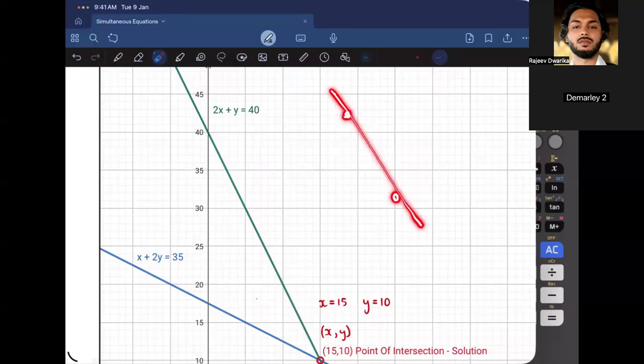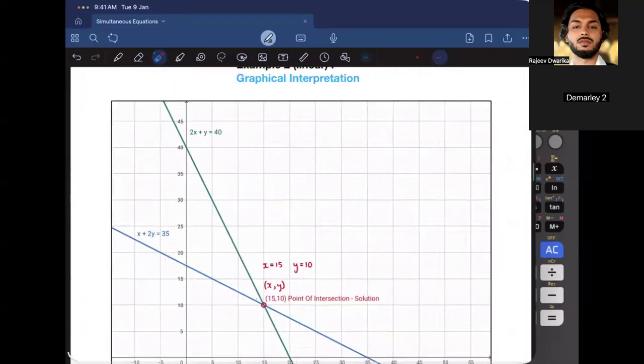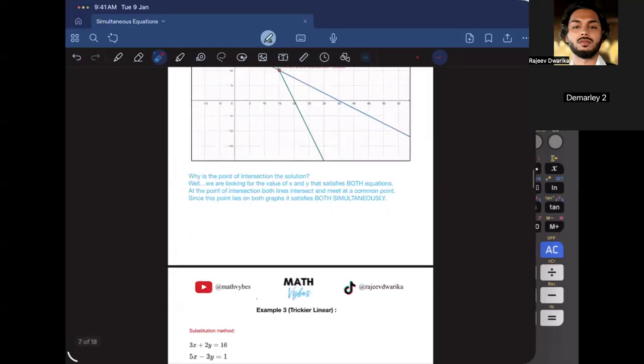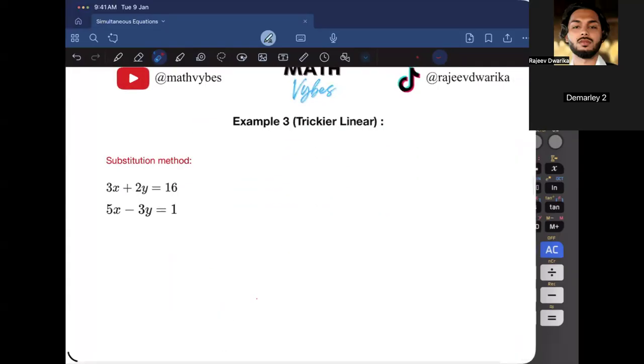Once you come up with a scale, and if they tell you to solve it graphically, you're going to come up with a scale, you're going to generate 2 points, you're going to draw the lines, and you're going to read off the point of intersection. That's it. But this class was mainly for elimination and substitution. So maybe later, I'll show you the graphical method more in depth. But I just had to show you how it works too, because it's cool. So let's move on to example 3.